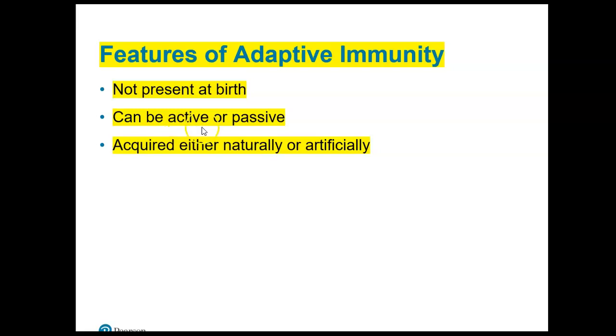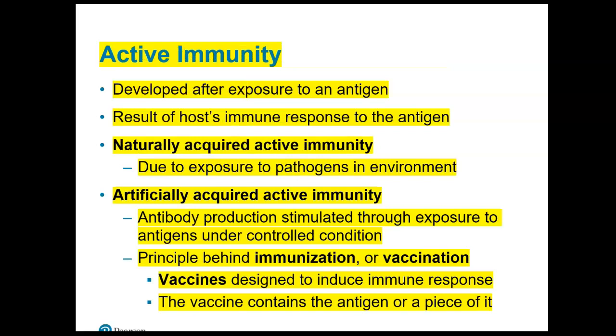It can be active or passive. Active, again, means that it's the response to an antigen. Passive means that you're being given the antibodies rather than your body making them on its own. And adaptive immunity can be acquired either naturally or artificially. So artificial would be like a vaccine or an injection of antibodies.